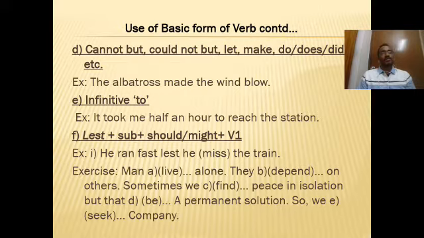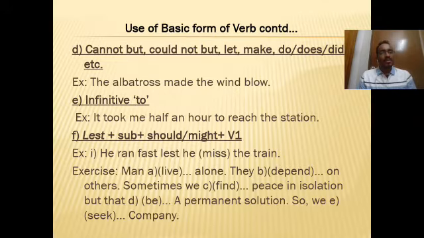Like this we can use one modal. But that be a permanent solution. So be means am, is, are, or was, were. So here we should use the negative form, that is not a permanent solution. So we can complete it like that: that is not a permanent solution, or we can use one modal verb, that may not be a permanent solution. So this is according to the mode of the sentence, we are bringing modals to complete the sentence or to give the right form of verb.